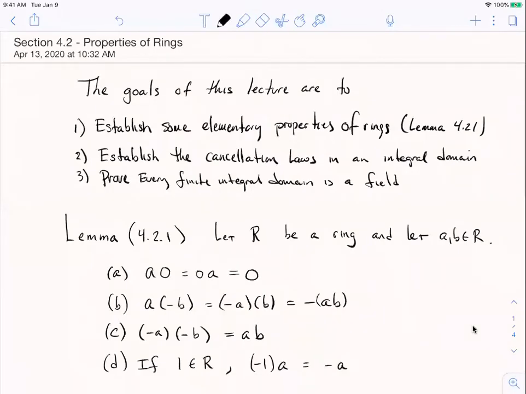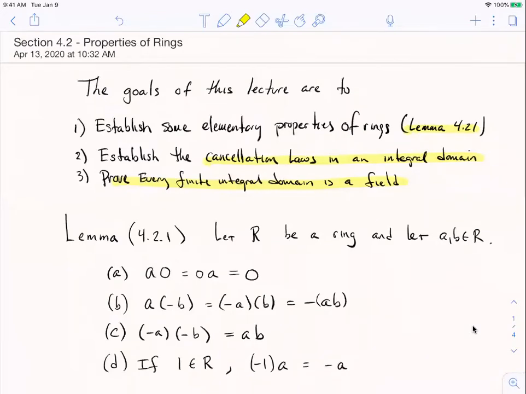In this section, section 4.2, we're going to take a look at some elementary properties of rings. You can see the goals of the lecture written there. I want to establish some of these elementary properties. In particular, I just want to look at the author's lemma 4.2.1. Then I want to look at how cancellation laws work in rings. They require a certain property, so we'll look at cancellation laws in integral domains. And then we're going to end by proving that every finite integral domain is actually a field.